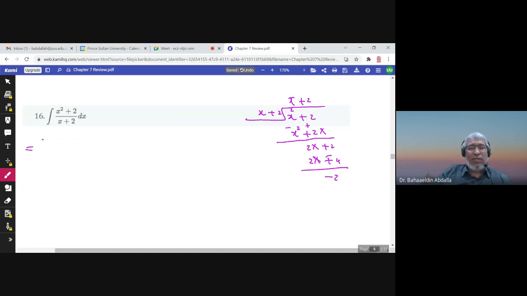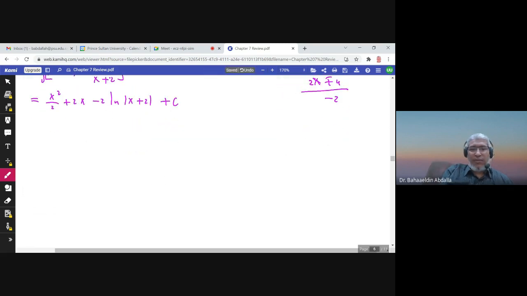So I can write this integral as integration of x plus 2, which is the quotient, then the remainder minus 2 over x plus 2 dx, and integral of x is x squared over 2 plus 2x, and integral of this is ln absolute value of x plus 2 plus c.